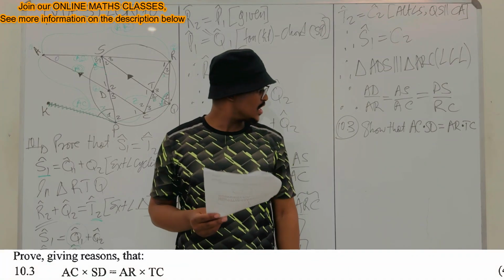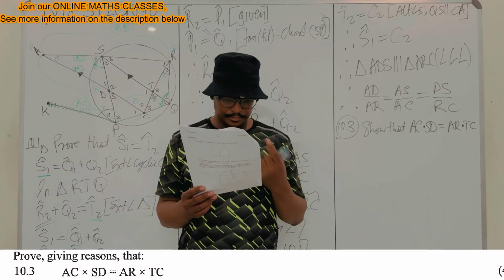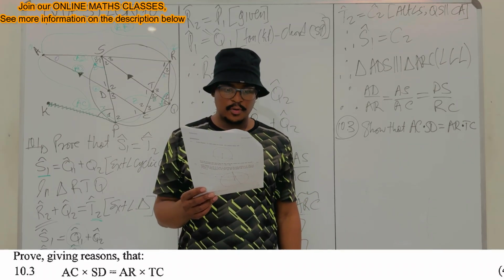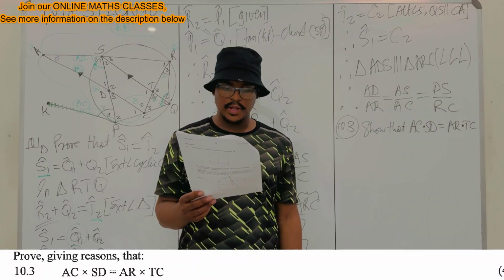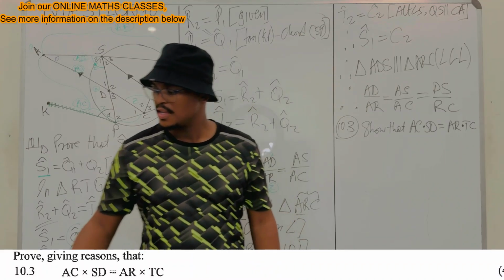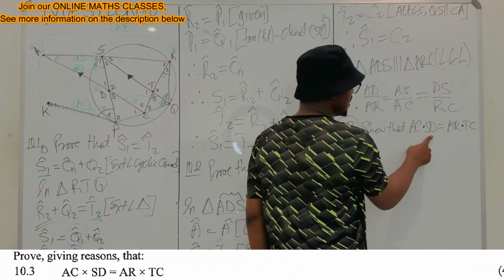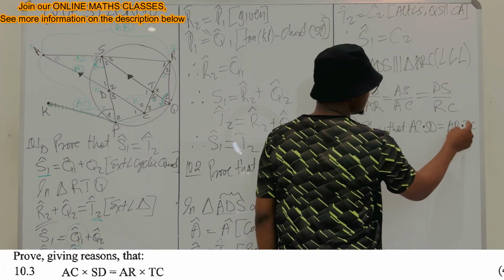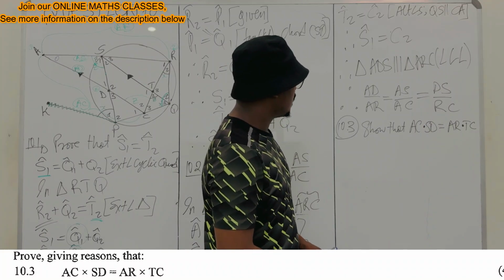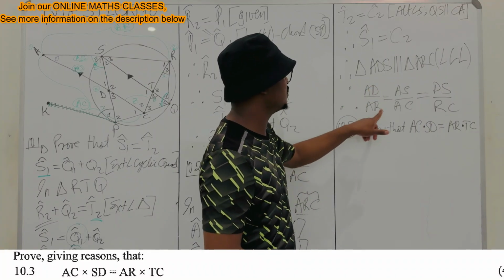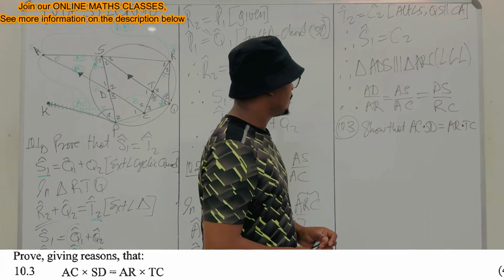Okay, so now we're doing 10.3. At 10.3, they are saying, prove giving reasons that AC times SD is equal to AR times TC. So they want us to prove this thing over here. AC times SD is equal to AR times TC. Fine. What do we know so far? So far we know this. We just proved this, right? And that we extrapolate that. We didn't have to. But look now.